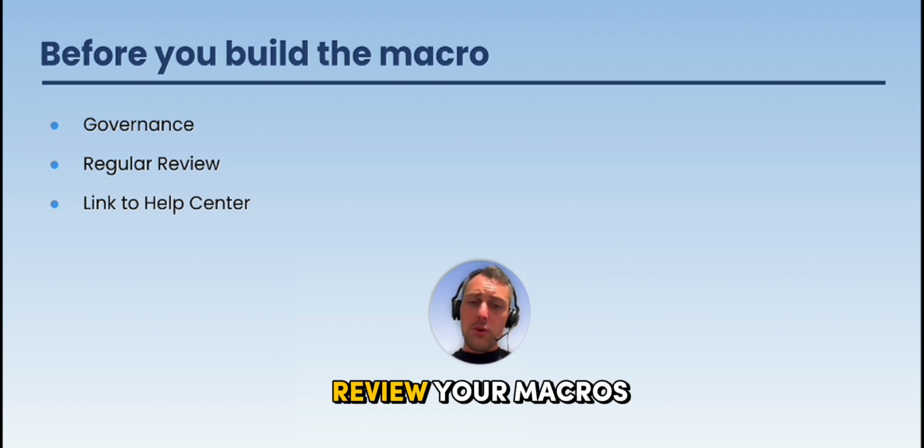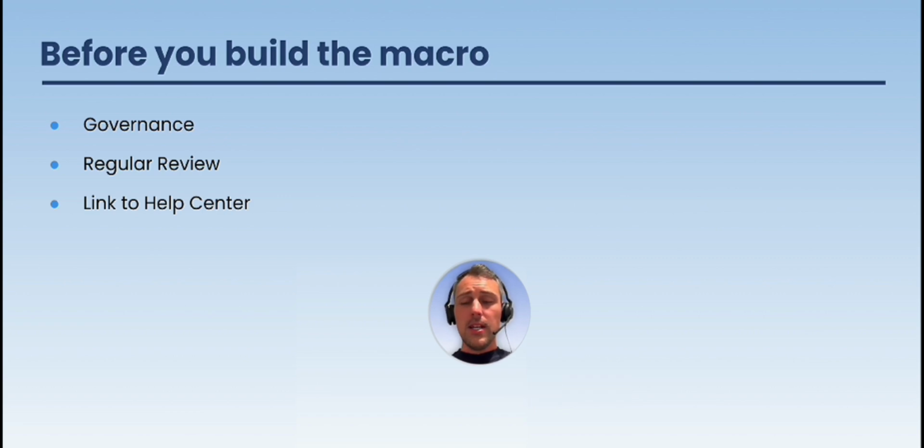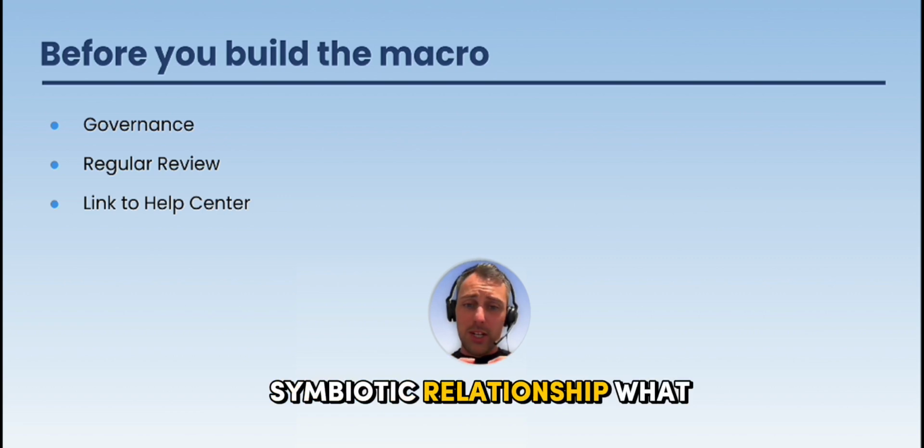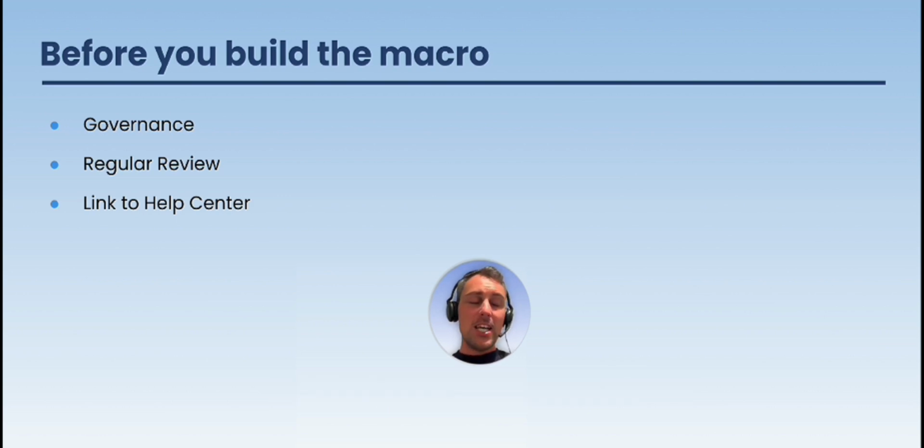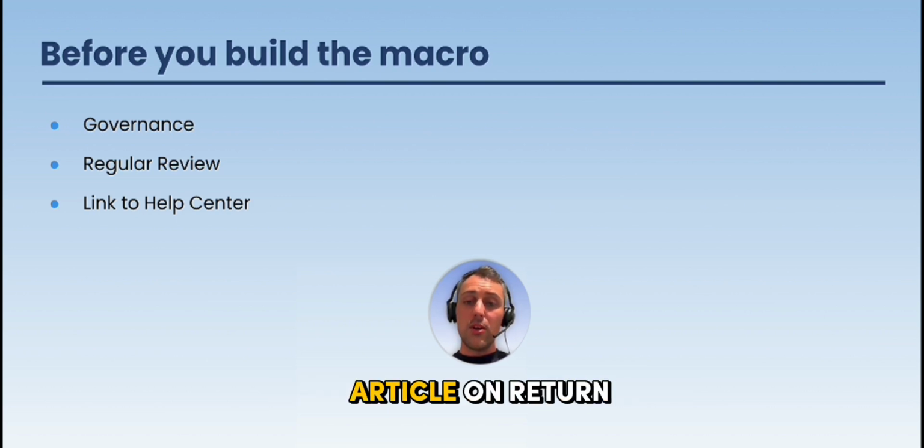You also want to review your macros regularly. Lastly, you want your help center and your macros to work in a symbiotic relationship. What does that mean? If you've got a help center article on return policies, maybe you also need a macro for returns policies, and then you embed the link for that help center article into your macro.